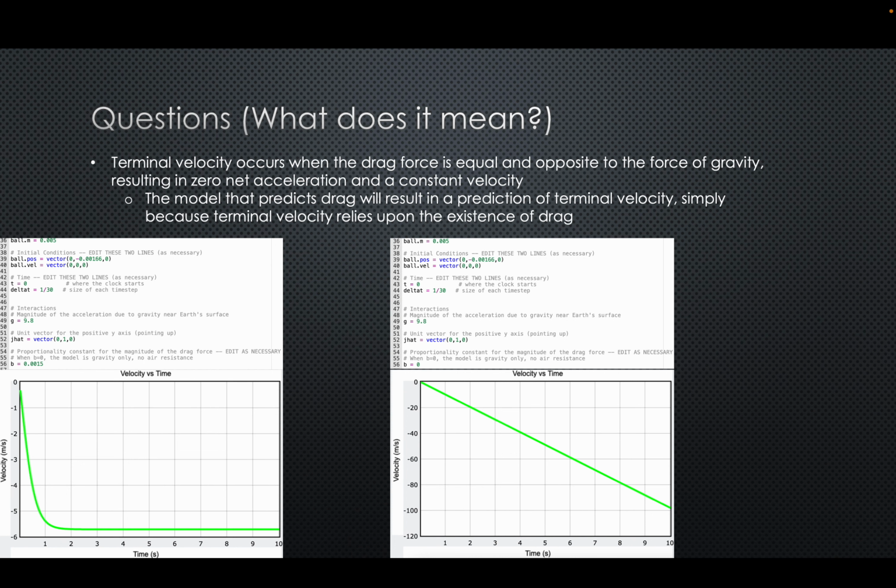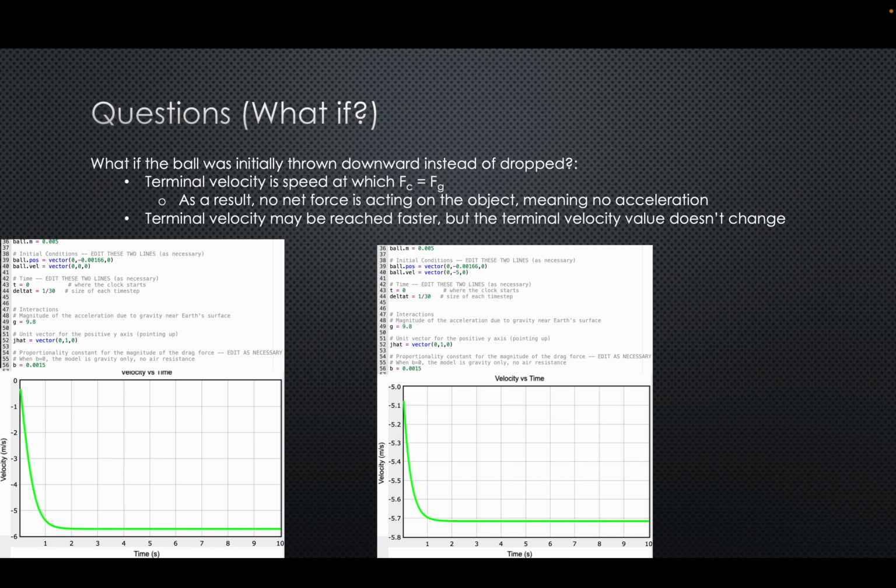So here we ask, what does it mean in terms of terminal velocity, which is where the force of drag and force of gravity are equal, so there's no acceleration. And we could see that the model that predicts drag will result in a prediction of terminal velocity, whereas the one that doesn't will not, which makes sense because terminal velocity depends entirely upon the existence of drag. As you can see in the graphs below, on the left, the one that involved drag, velocity levels off, whereas the one on the right that didn't include drag does not level off.